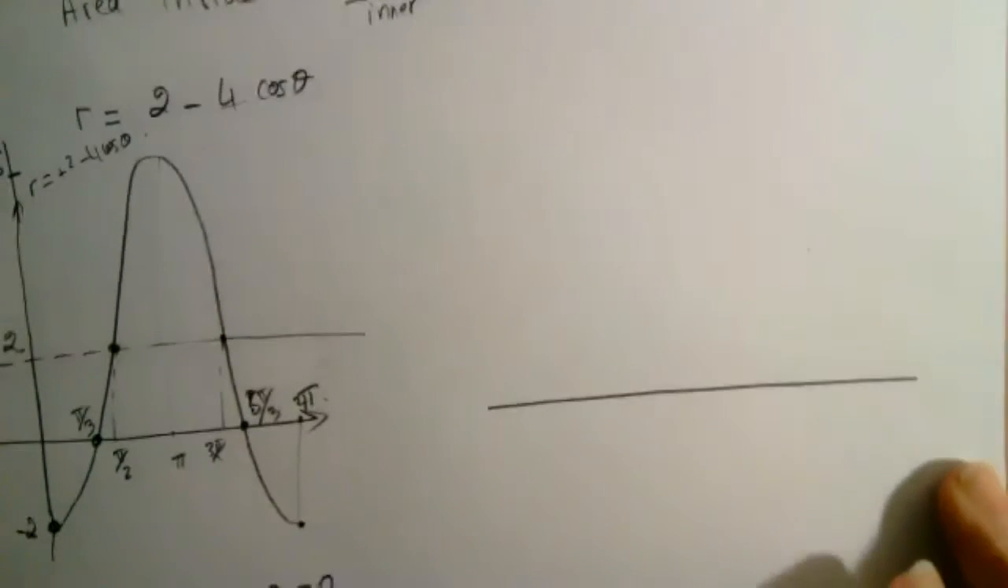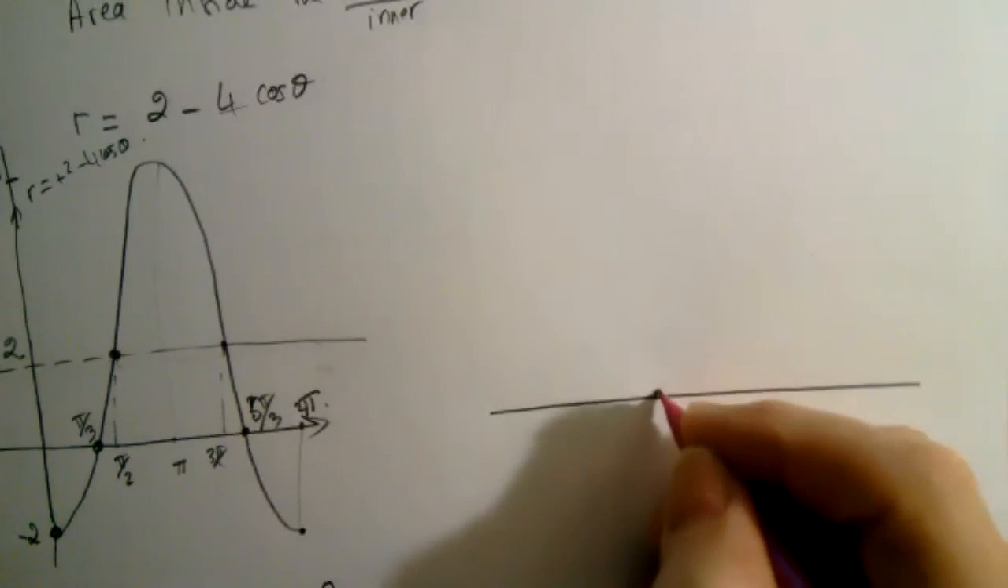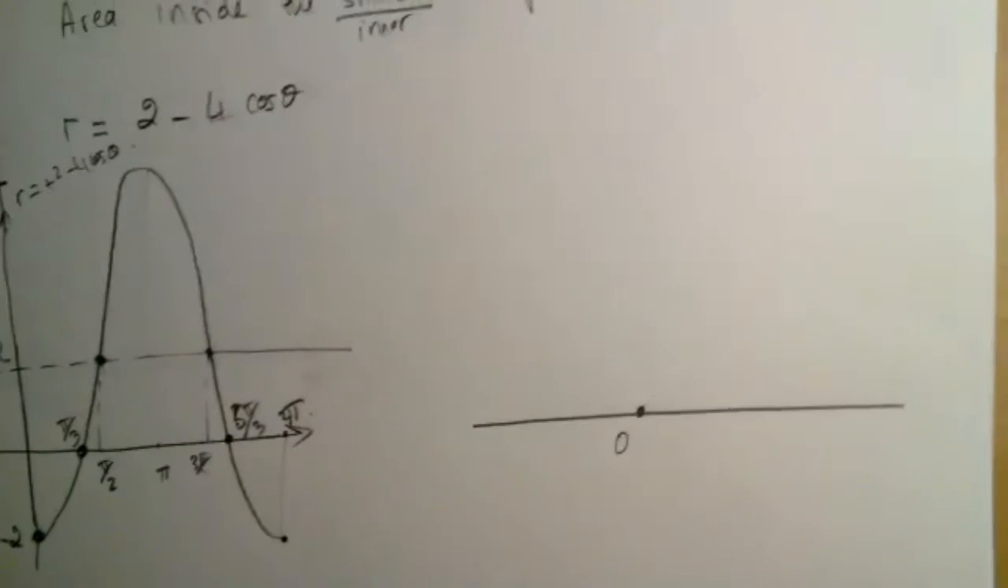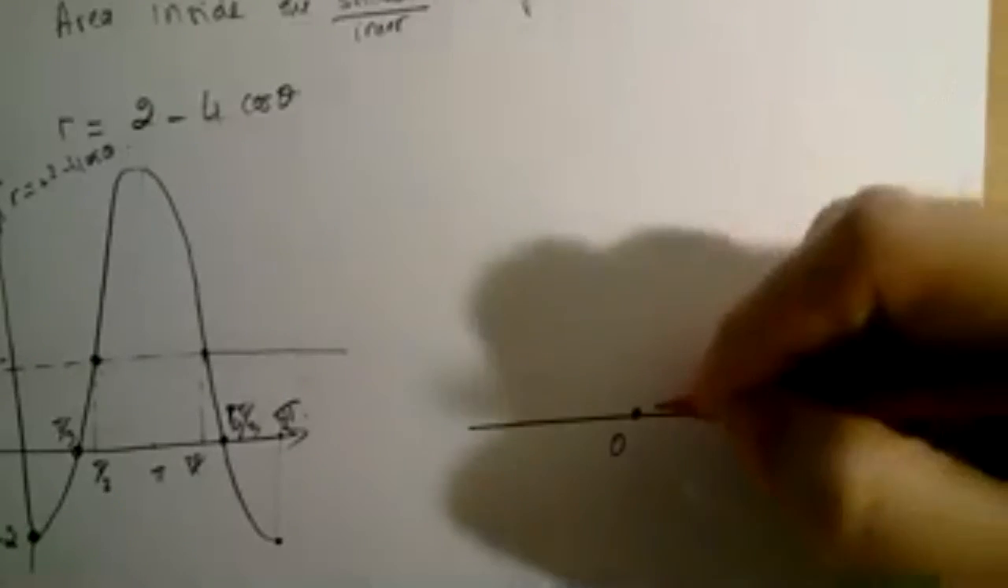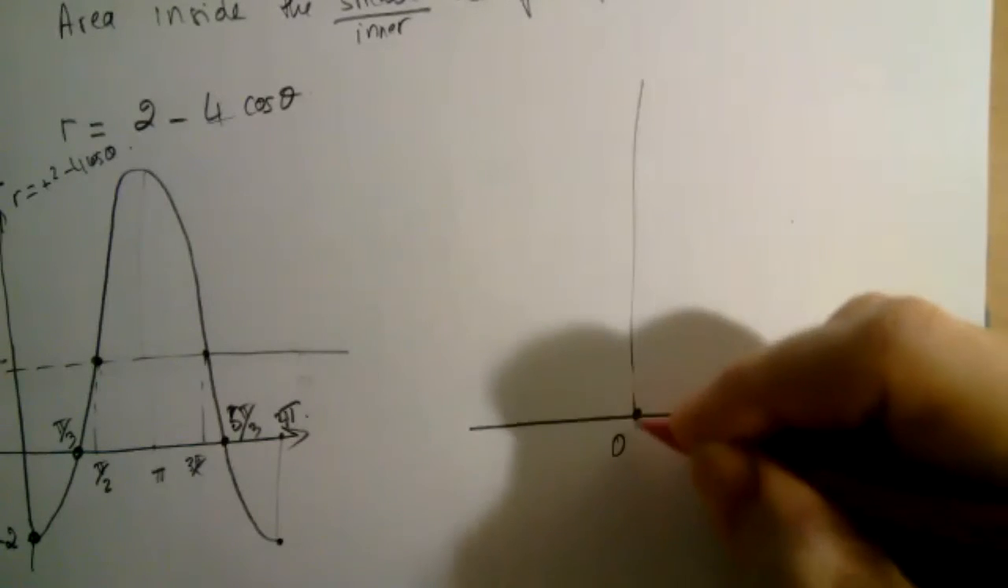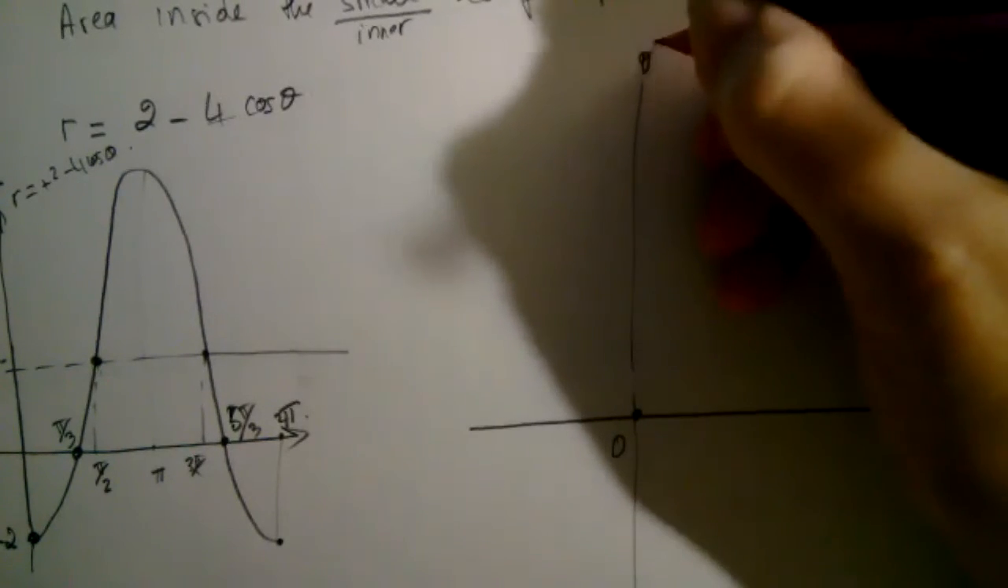Now, this being said, we start the graphic. So this is my origin. This is theta 0. And this is my theta equal pi over 2.